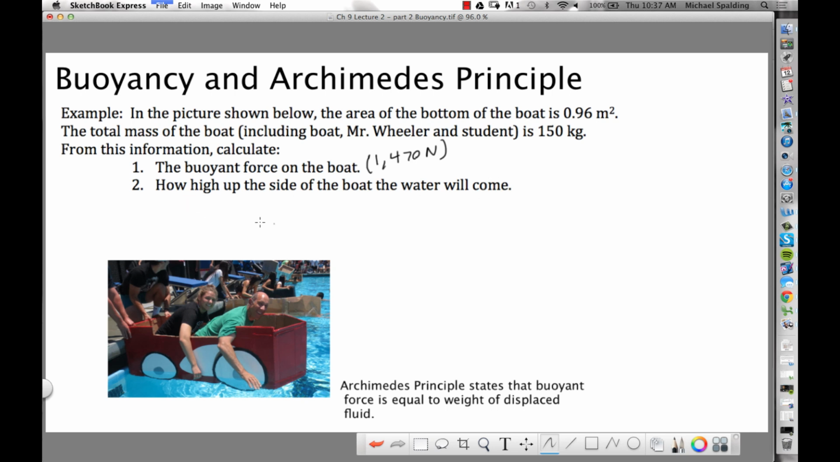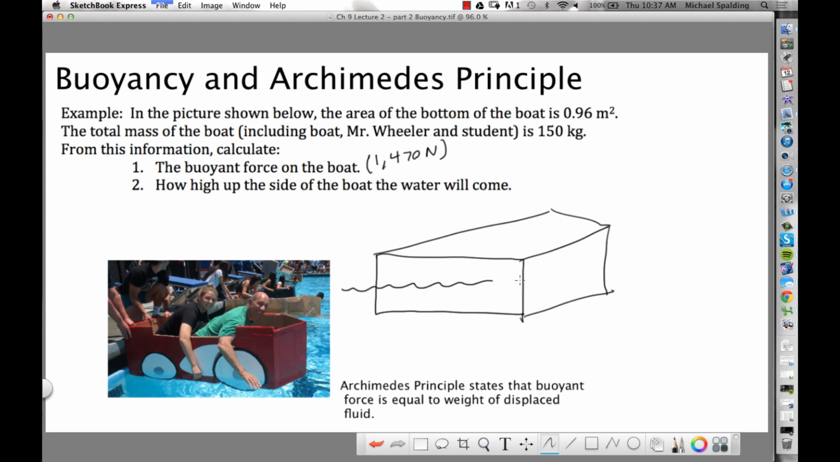Number two, how high up the side of the boat will the water come? So when the boat's in the water, so here's my boat, and the water is like that. What number two wants you to figure out is this dimension here. How high up the side of the boat will the water rise? What does this problem assume that you know? Density of water is 1,000 kilograms per cubic meter.